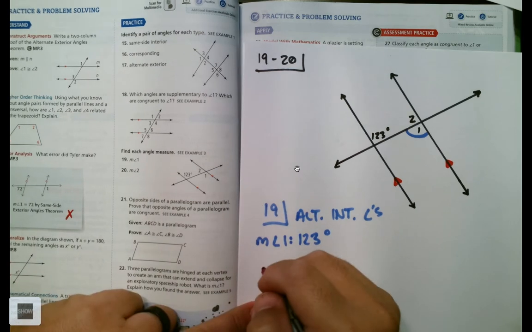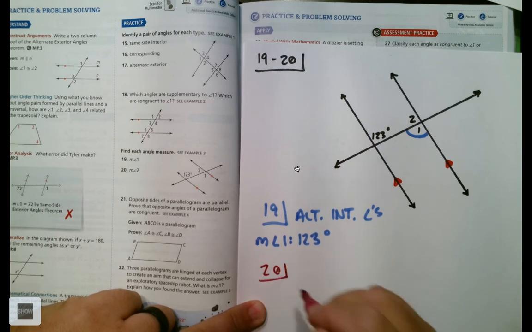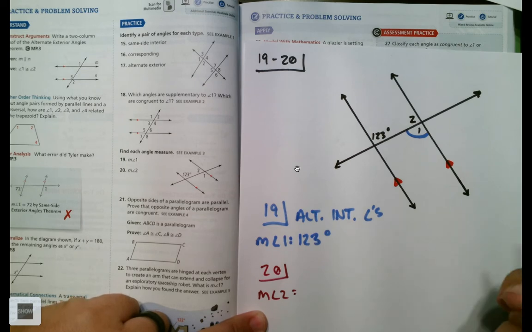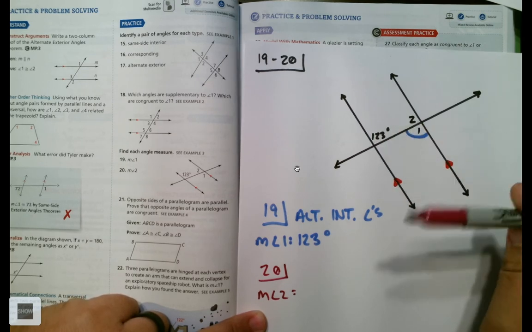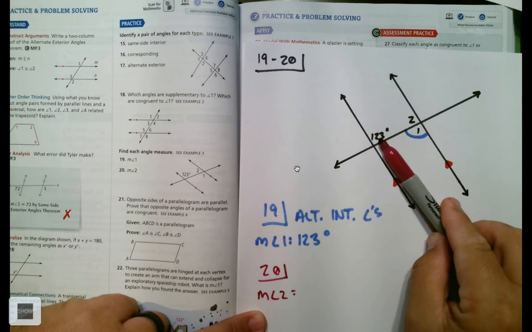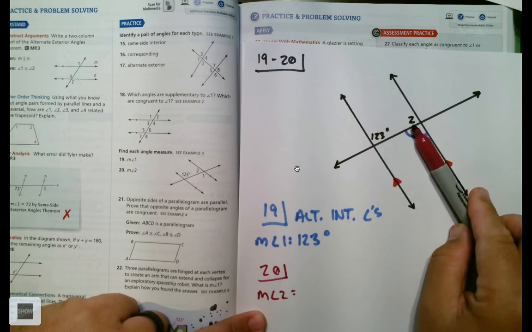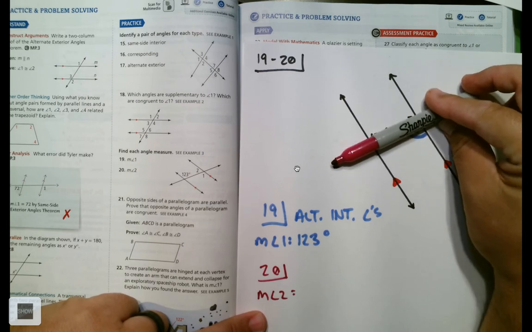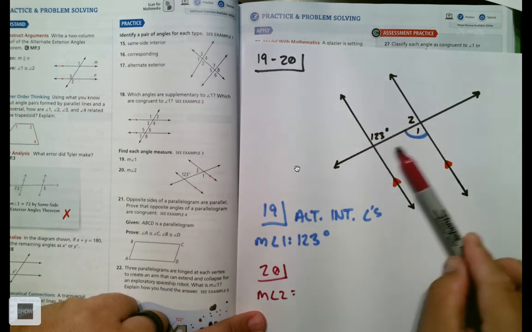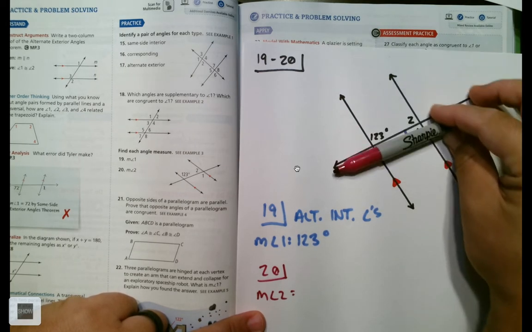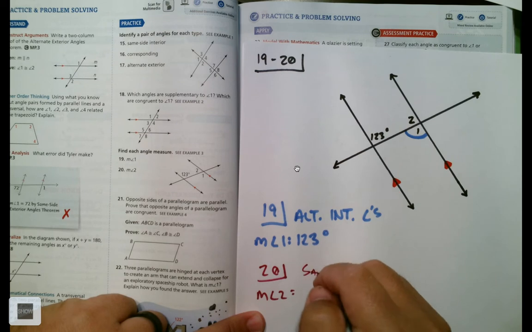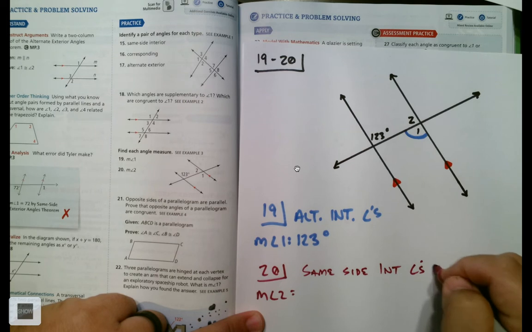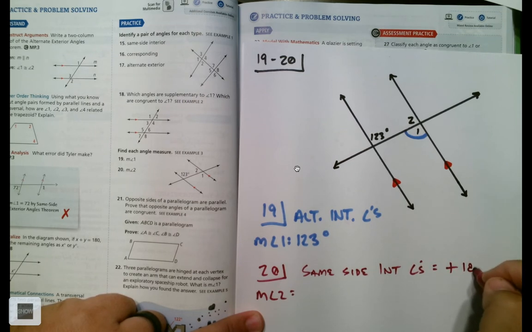And then for number 20, we want to find the measure of angle 2. So the other thing that's gonna let me know some information here is that these two things, right, 123 and angle 2, there's a couple ways you can go about this. You know they're on the same side of the transversal. And you know that they're on the interior of your parallel lines. So same side interior angles, you know that they add up to 180 degrees.